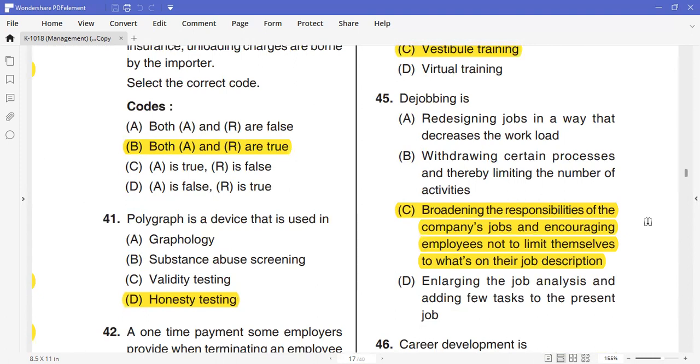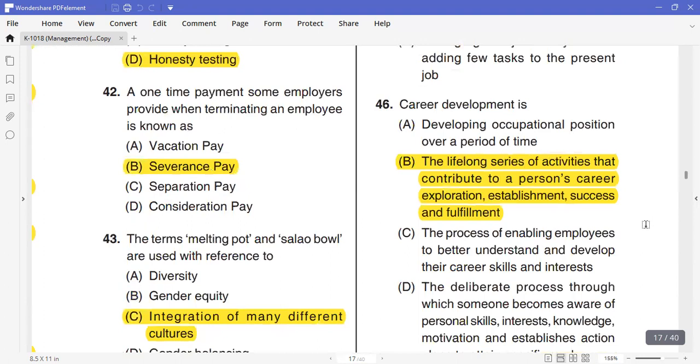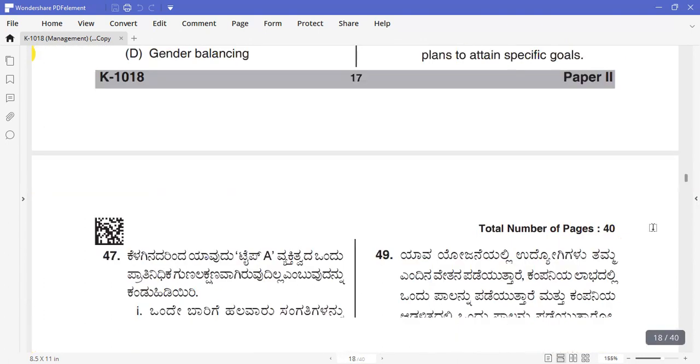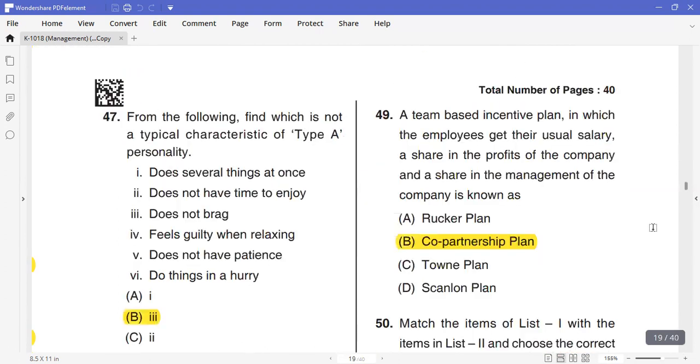to what's on their job description. That is basically broadening the responsibility of the employees. So 46th question, career development is nothing but the lifelong series of activities that contribute to a person's career exploration, establishment, success, and fulfillment. So next we go to the 47th question.